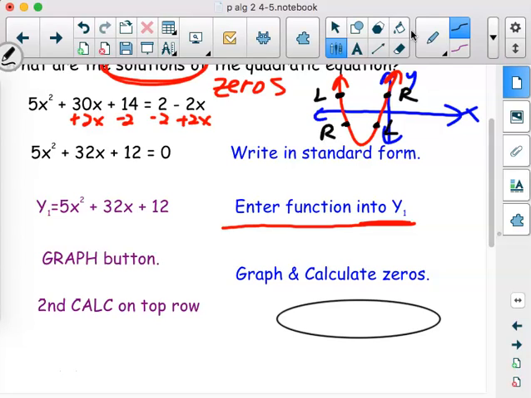Because if you don't have those in the right places, when you hit enter after guess, you're going to get a message from Blinky that says there was no sign change. Error. There was no sign change. So over here, left is above, right is below, and over here, left is below and right is above. And that's how we find those.